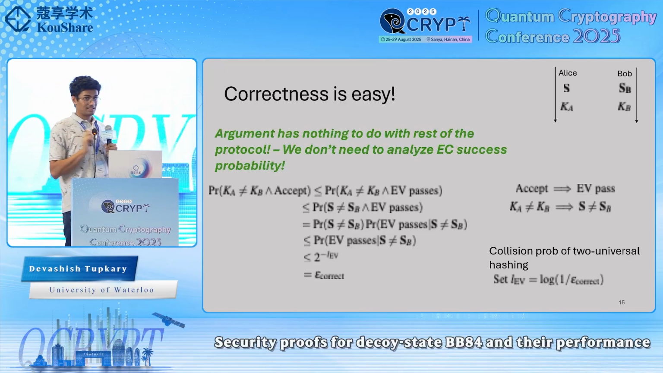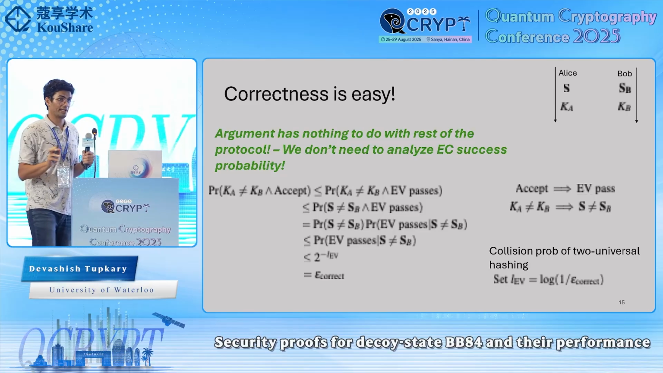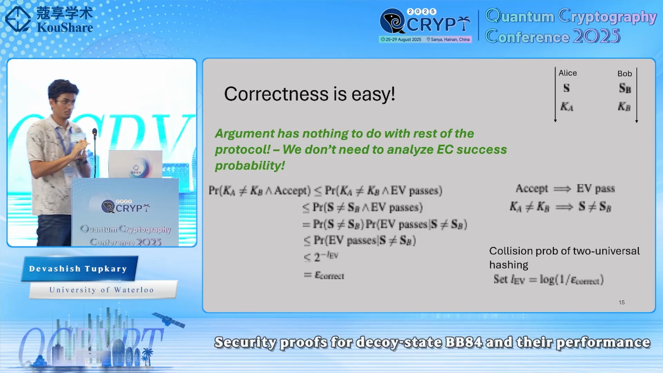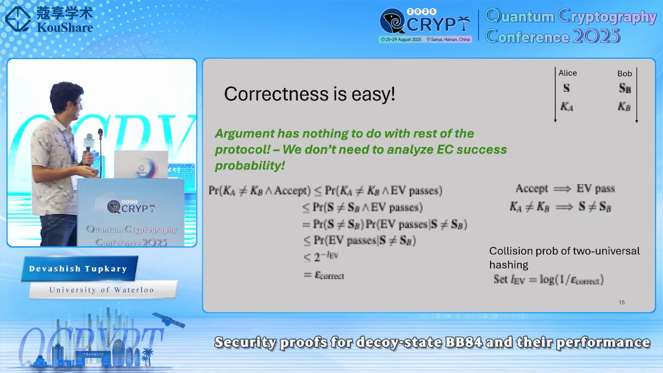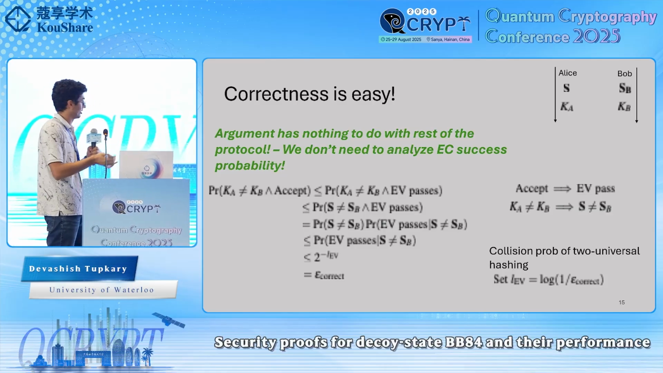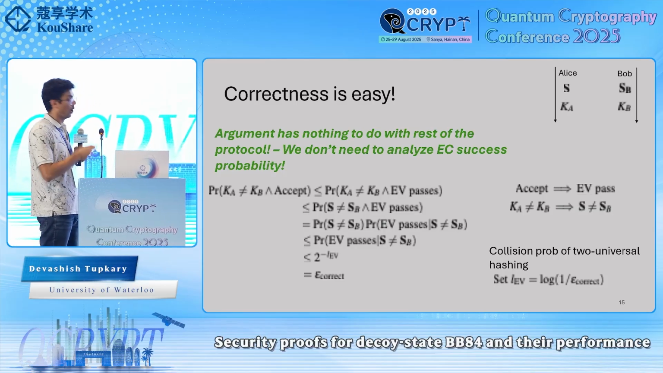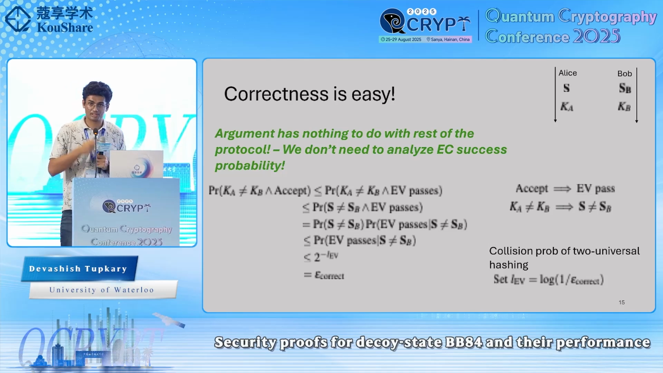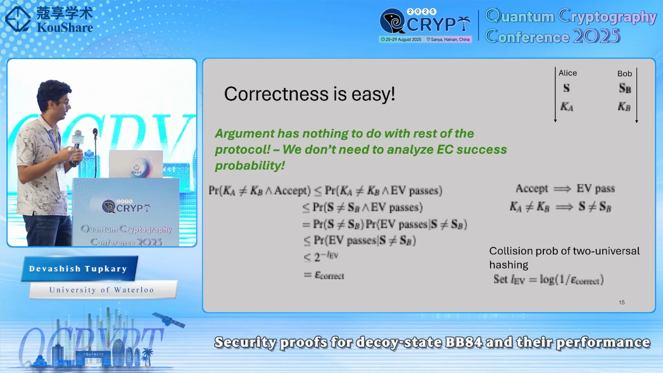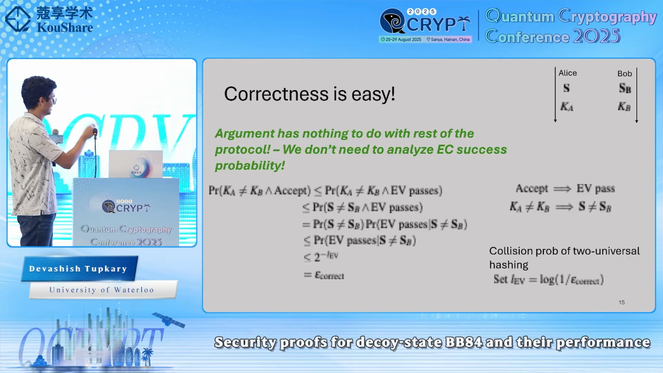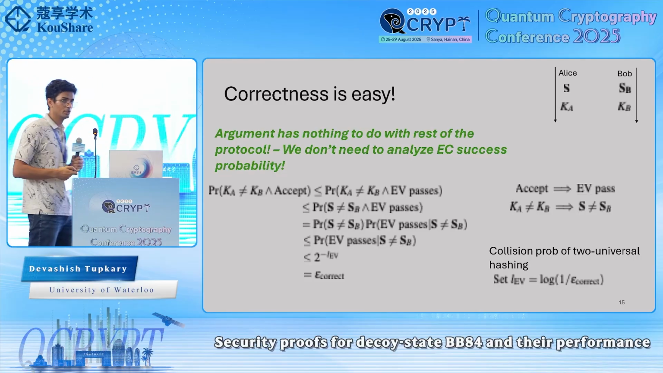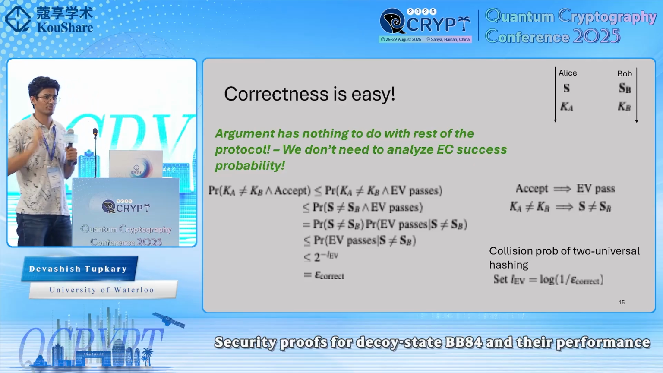Notice that this argument has nothing to do with the rest of the QKD protocol, right? I don't need to know how I did my error correction. Even if I did it incorrectly, I really don't care. As long as I include this error verification step that compares two universal hashes of my raw key strings, I have correctness and I can move on. So I really like this. It's a fairly clean way to do correctness and then not bother with it for the rest of the proof.